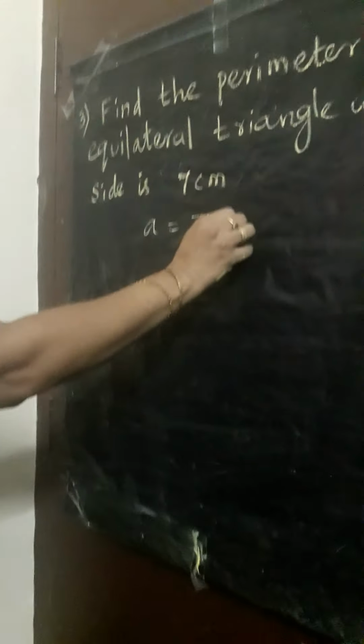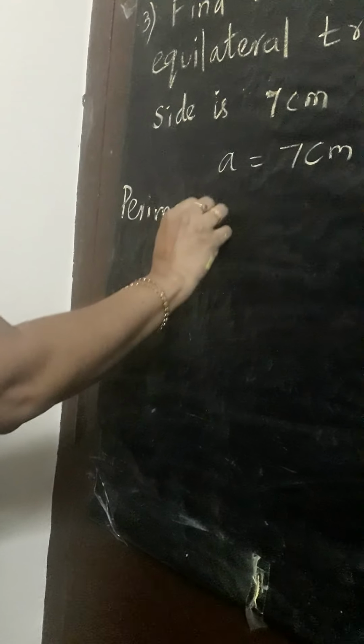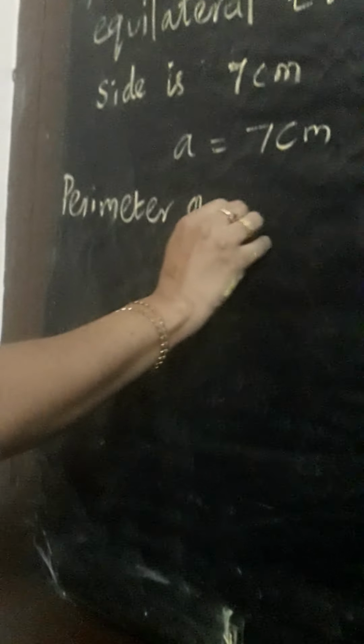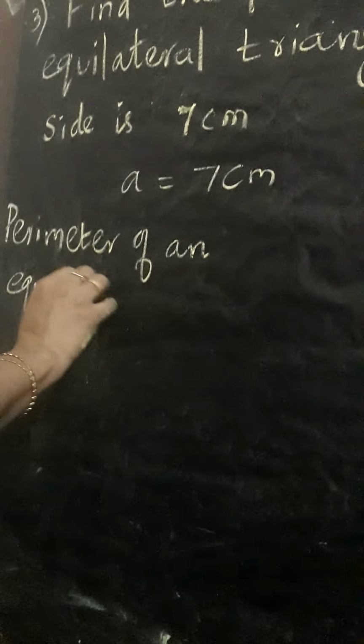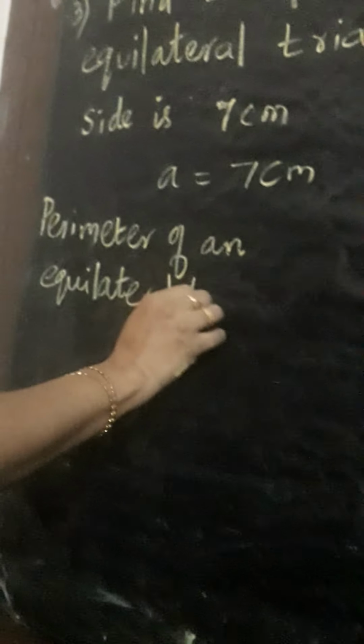Next, find the perimeter of an equilateral triangle whose side is 7 cm. Here equilateral triangle is given and the side A equal to 7 cm is given. First you write the formula. So perimeter of an equilateral triangle. What is the formula for perimeter of an equilateral triangle?